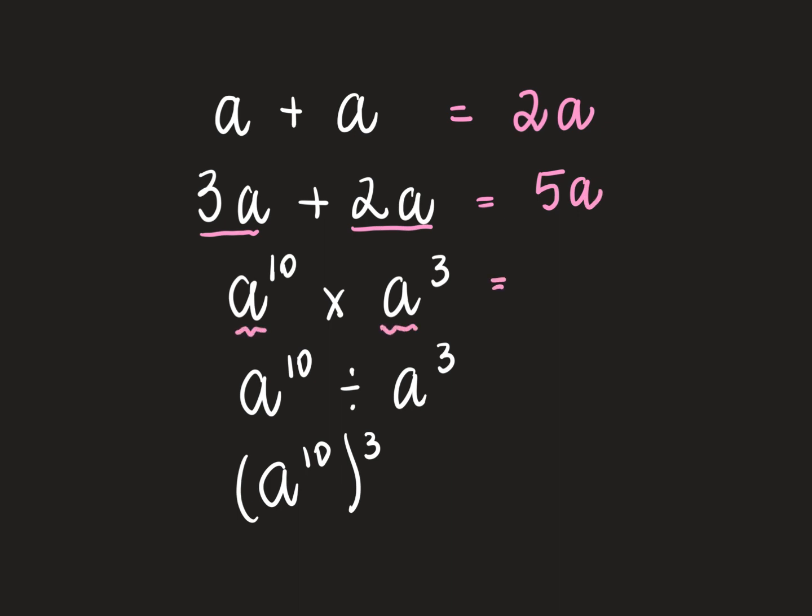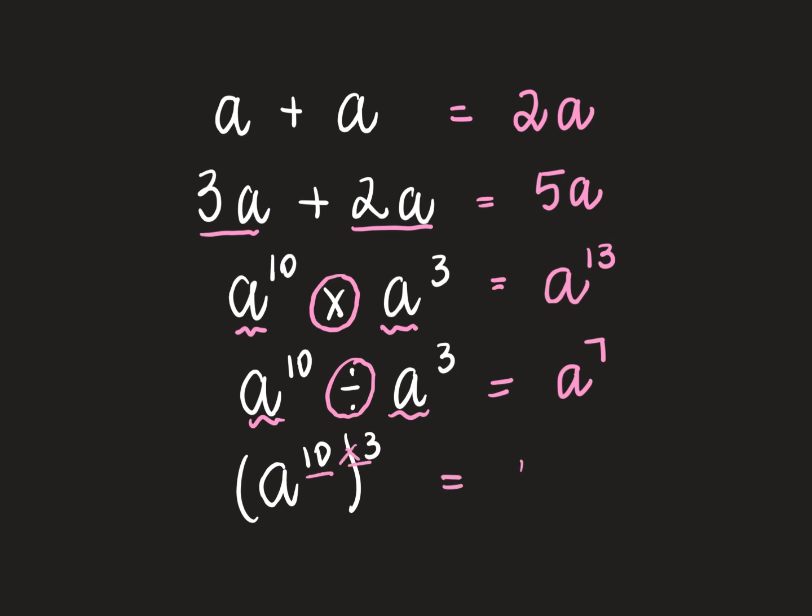Oh, this next one, what is it? Bases are the same. I'm multiplying the terms. So what do I do? I add the indices. 10 plus 3 is 13. Next one here. The bases are the same. I'm dividing the terms. So I subtract the indices. Next one, raising a power to a power. I multiply the indices.